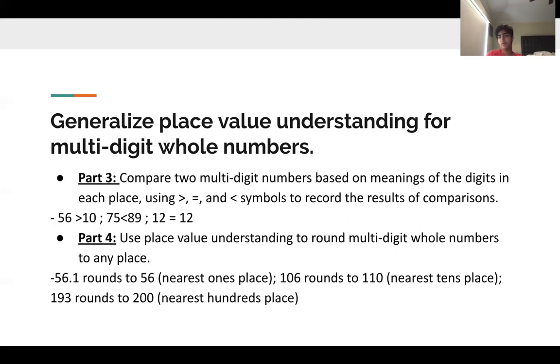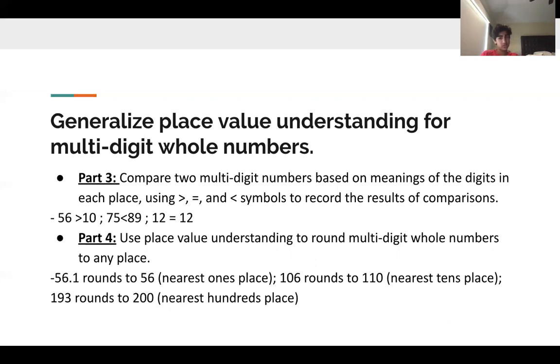Now, finally, let's say we have 193. We want to round it to the nearest hundreds place. Keep in mind, not the nearest tens place, but the nearest hundreds place. So 193 to the nearest hundreds place is either going to be 100 or 200. Since it is 9, which is way bigger than 5, you're going to round that to 200, and that's going to be the answer.